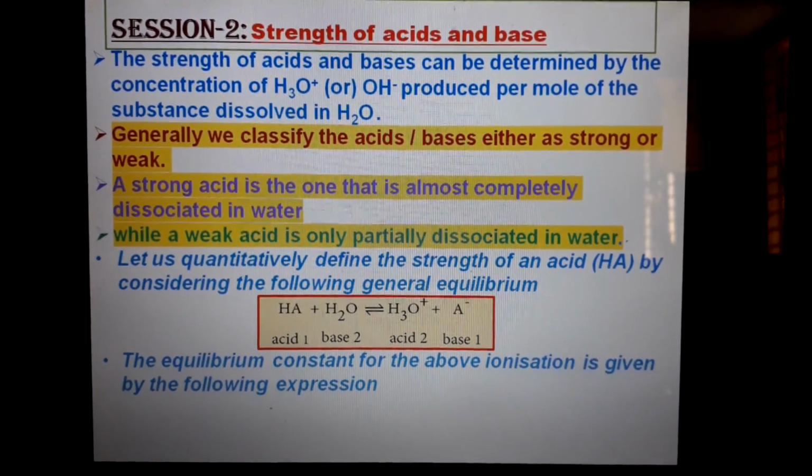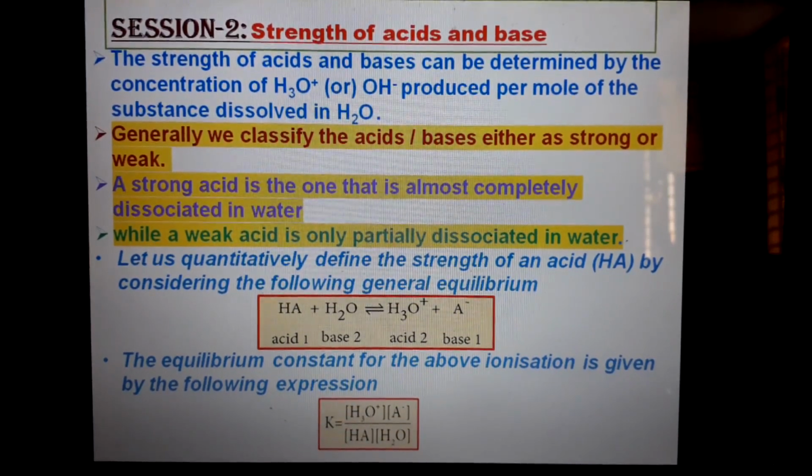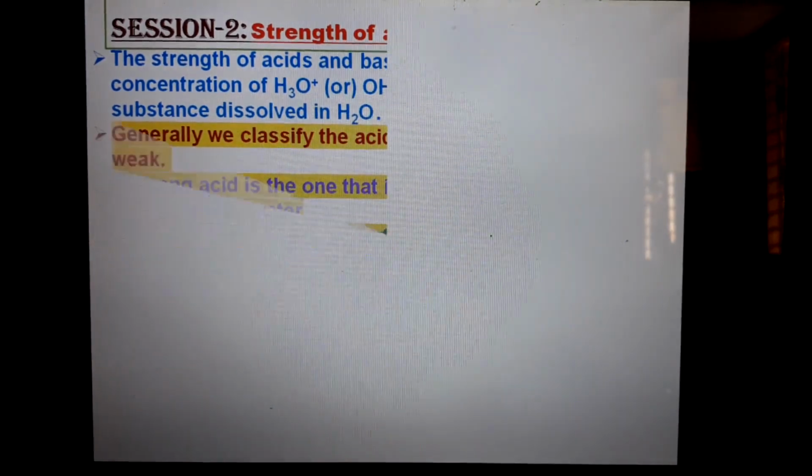The equilibrium constant of the above ionization is given by the following expression. For this equation, HA plus H2O in equilibrium with H3O plus and A minus, the equilibrium constant K is equal to the concentration of products divided by the concentration of reactants. That is, the concentration of H3O plus and A minus divided by the concentration of HA into the concentration of H2O. This is the equilibrium constant K.